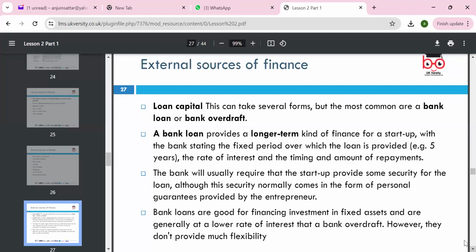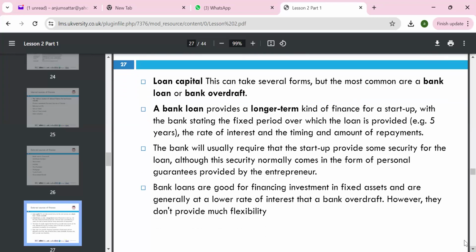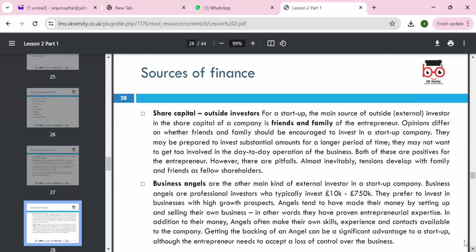Then there are the loan and the bank overdraft. A bank loan can be provided over a longer term, the kind of finance a startup can look at. The bank will usually require the startup to provide some security for the loan. That is very important, and we need to explore the bank. We also need to look at credit scoring.